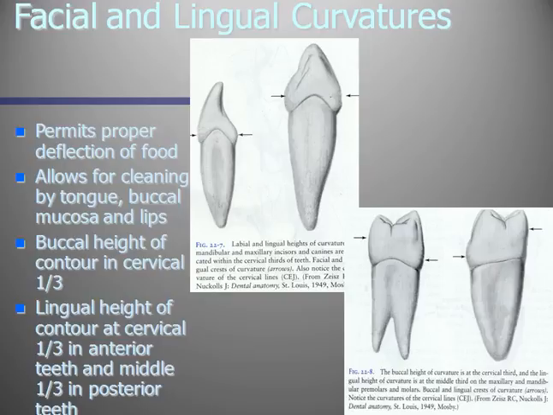Facial and lingual curvatures permit the proper deflection of food during chewing and allow for cleaning by the tongue, the buccal mucosa, and the lips. The buccal height of contour is in the cervical third of the tooth. The lingual height of contour is at the cervical third in the anterior teeth and in the middle third of the posterior teeth.